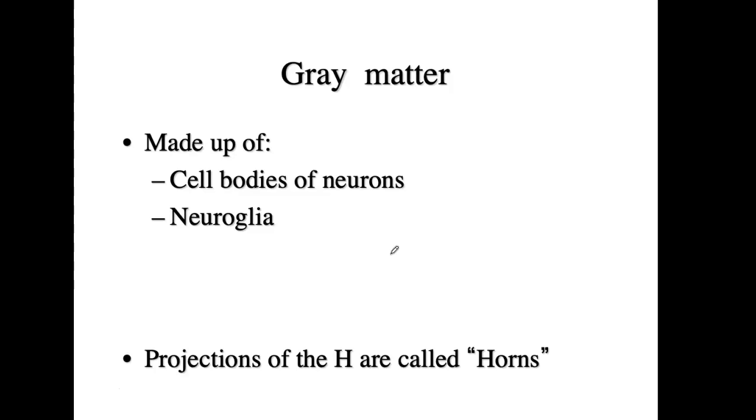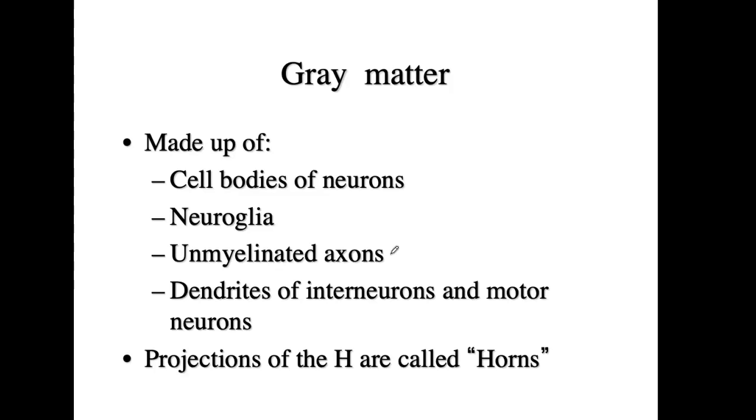Gray matter, then, I'm telling you, is made up of cell bodies of neurons, but that's not the only thing. Mostly. But there'll be lots of neuroglial cells. And remember, there are many more of these babysitter cells than there are actual neurons. So there's going to be lots of neuroglial cells. Any axon that's unmyelinated is not going to look white. It's going to look grayish. So that's fine. And then what about dendrites? Dendrites of some of these interneurons, the ones that connect in the cord, and motor neurons, they also are non-myelinated, and they will look gray.